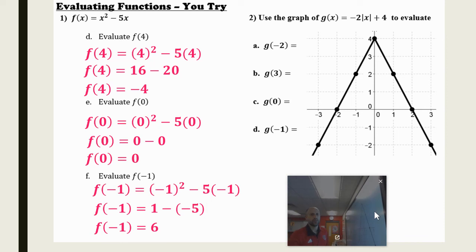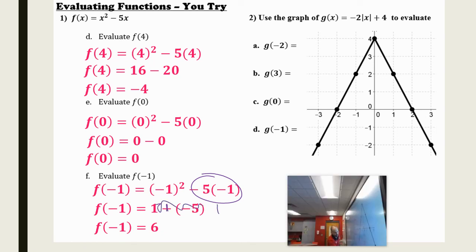This last one down here, letter F, really when you multiply this together, you can just leave this as plus 1 plus 5. Right? Negative 5 times negative 1 is positive 5. 1 plus 5 is 6.